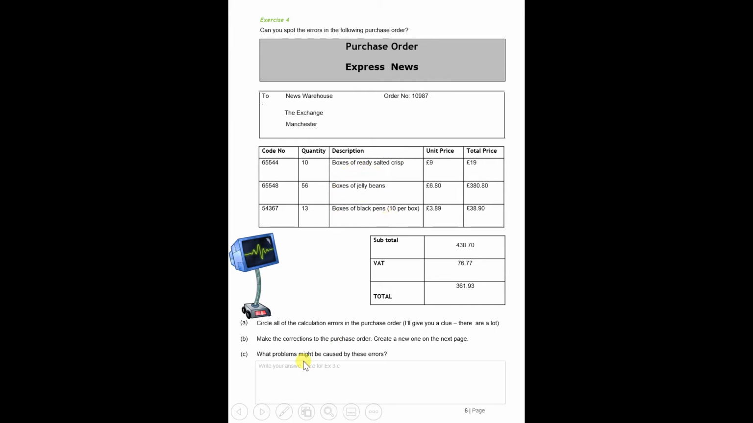And before you go on to that though is question C. What problems might be caused if these errors went out in a real purchase order?